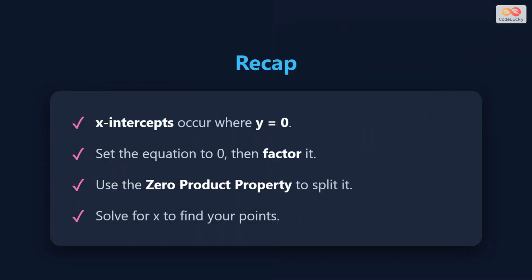To summarize, x-intercepts happen where y is 0. To find them, set your equation to 0 and factor it. Use the zero product property to split the factors apart and solve for x with these steps. You can find the zeros of any factorable function.